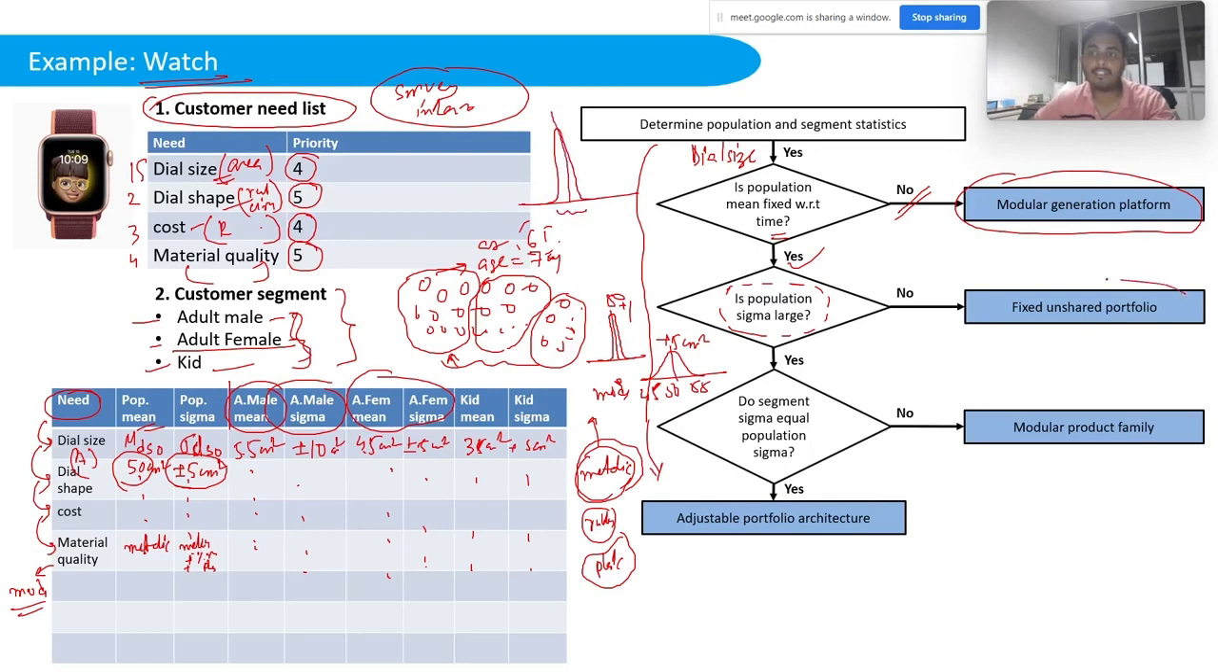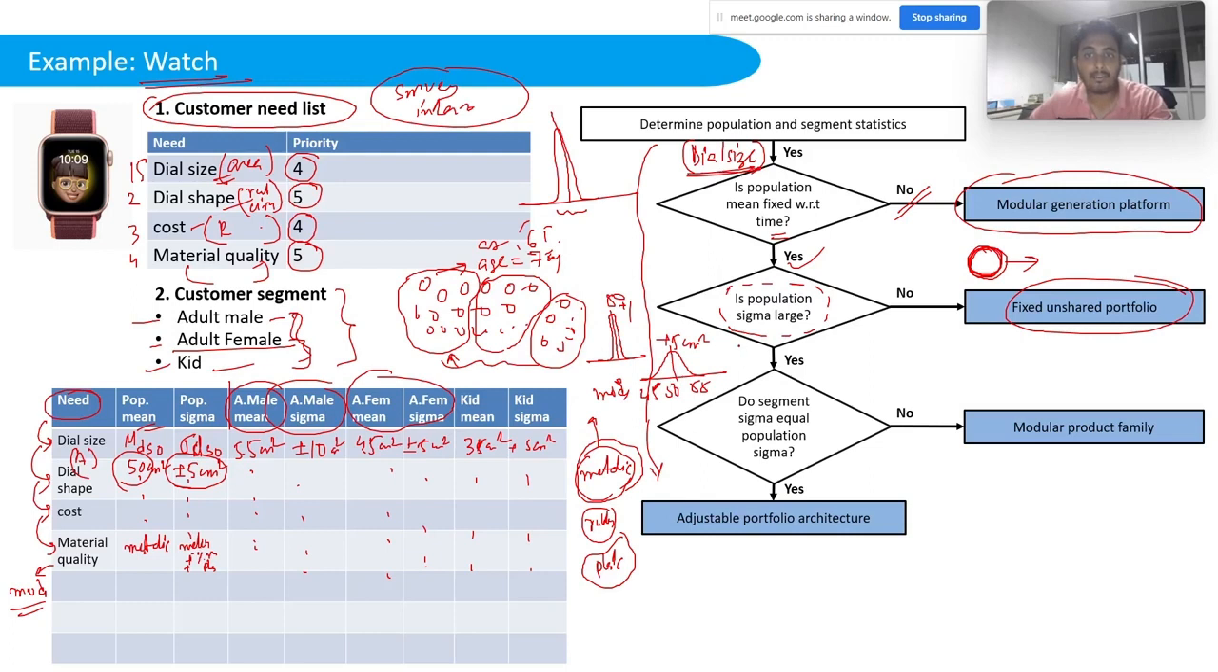Then you go for a fixed and shared portfolio. That means you can provide only one fixed size of the dial, and then you can go ahead in the market. So these are specific to particular needs. You need to go one by one through this checklist.